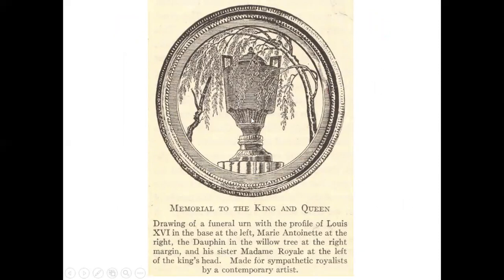See, here is a memorial to the king and the queen. The funeral urn with the profile of Louis XVI in the base at the left, Marie Antoinette at the right, the dauphin in the willow tree at the right margin, and the sister Madame Royale at the left of the king's head, made for sympathetic royalists by a contemporary artist. This was the thing which was given as a funeral urn to the royal family.